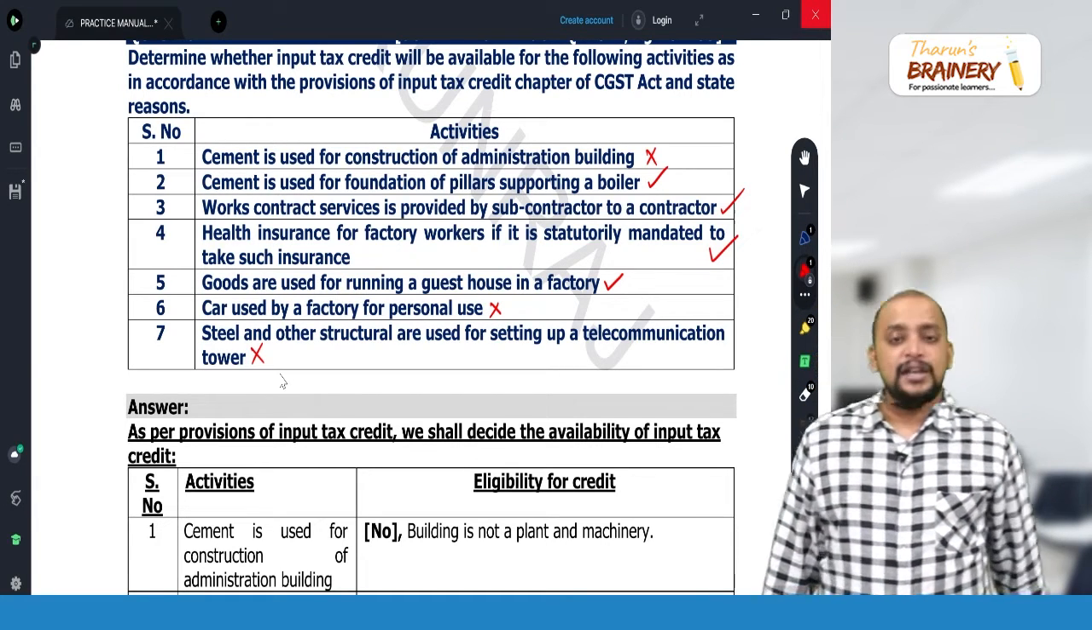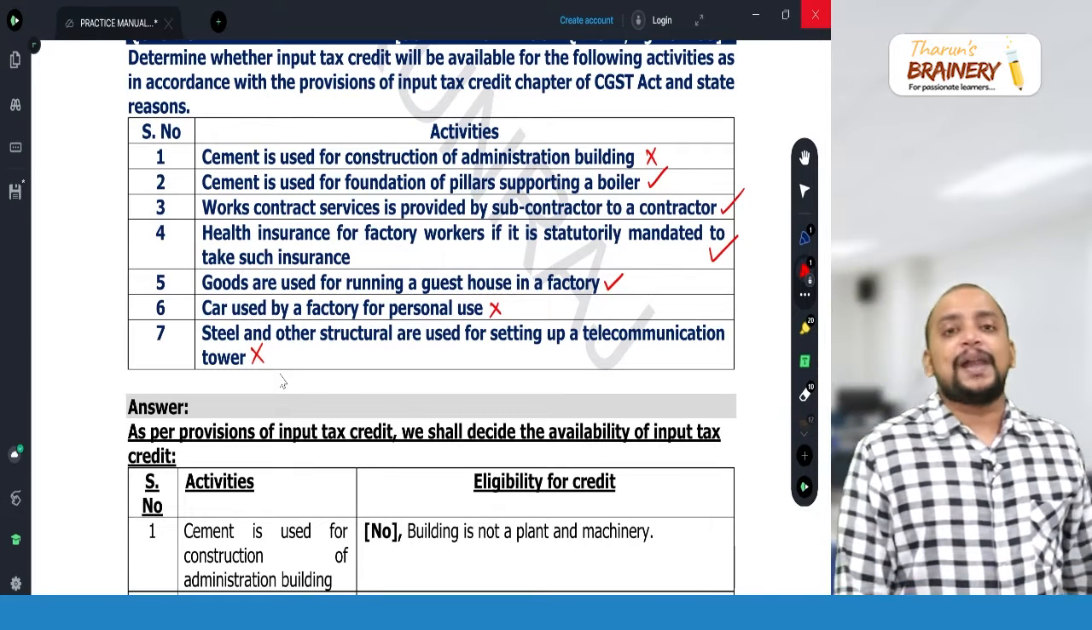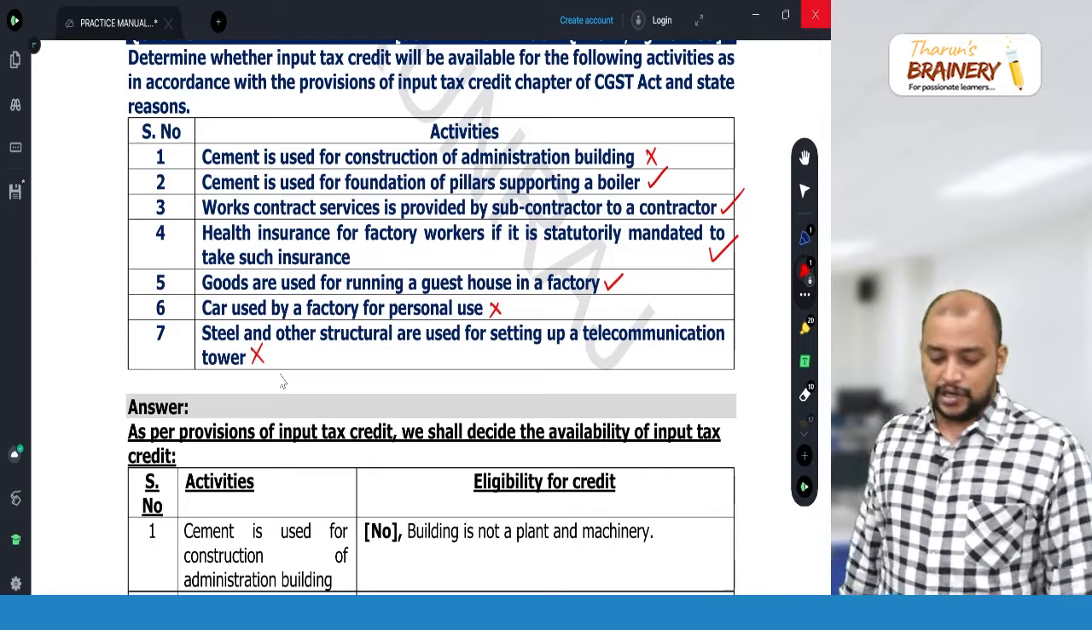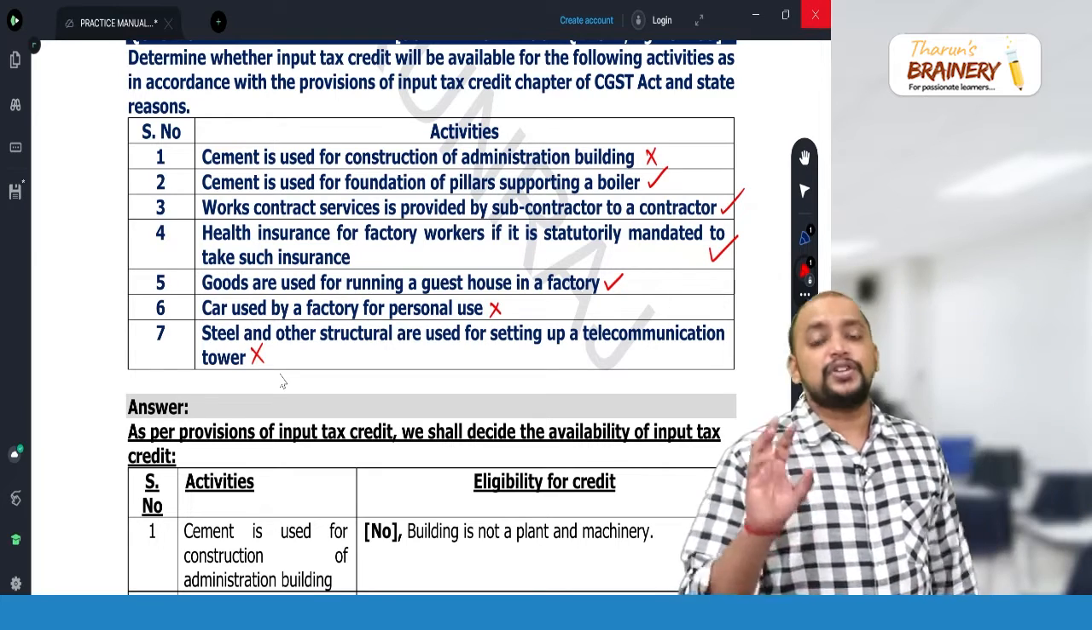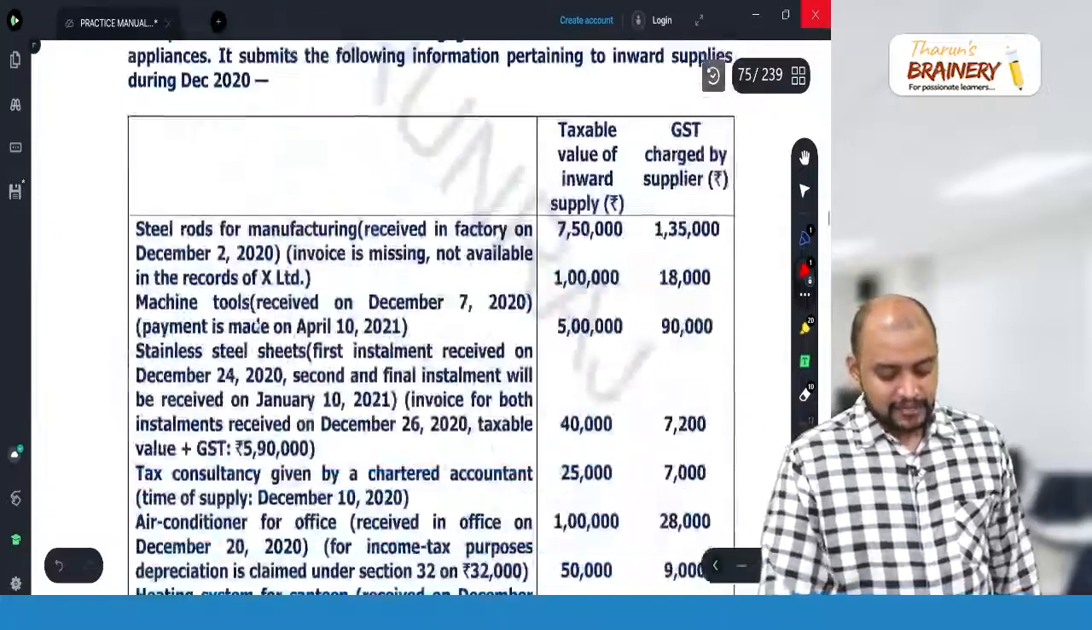Then the next one. Generally for construction of plant and machinery we can take ITC, but plant and machinery excludes telecommunication towers. Due to that reason ITC is not available. Telecommunication towers and pipelines laid outside the factory, ITC not available. That is with respect to this.